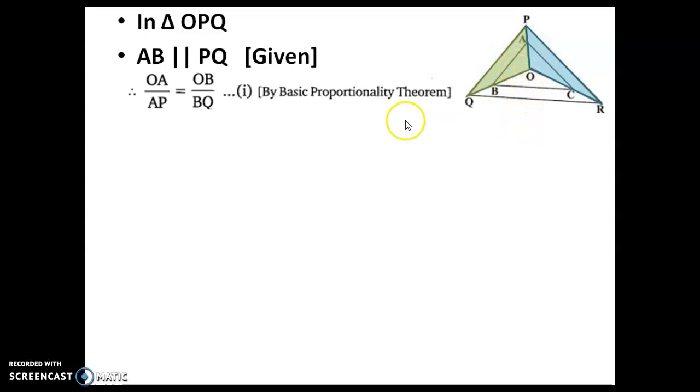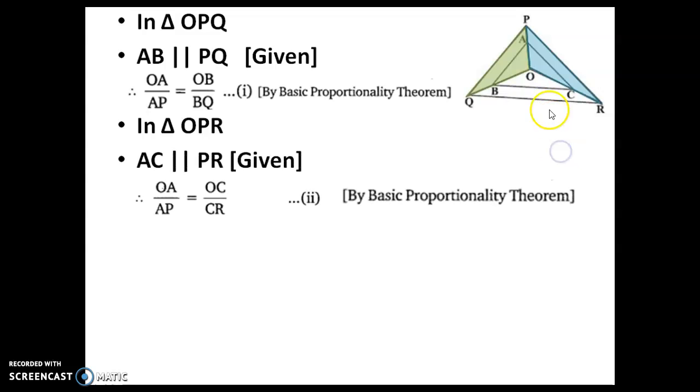So by basic proportionality theorem we can write OA by AP equal to OB by BQ. Then take this blue color triangle, OPR. Here also these two lines are parallel. So by basic proportionality theorem we can write OA by AP equal to OC by CR.